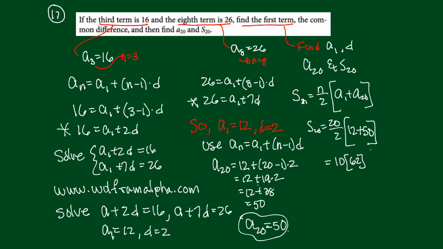Now I can do part of this. 20 divided by 2 is 10. 12 plus 50 is 62. 10 times 62, and we'll have it. S sub 20 is 620.